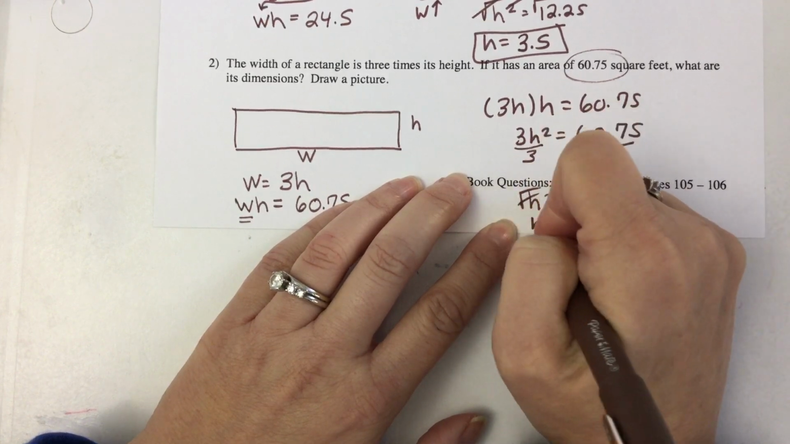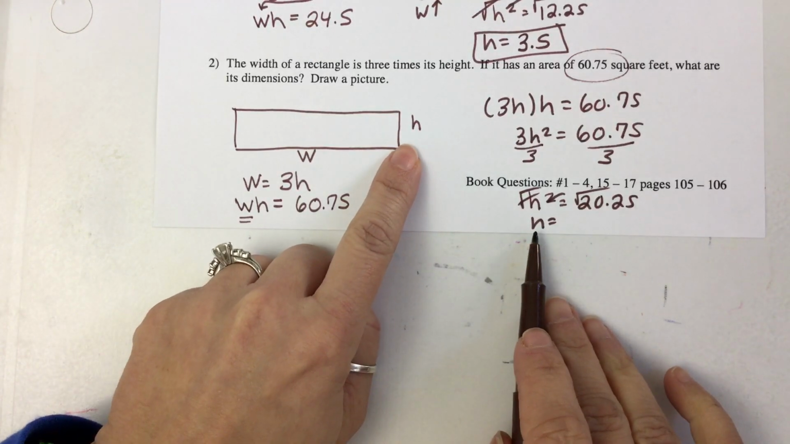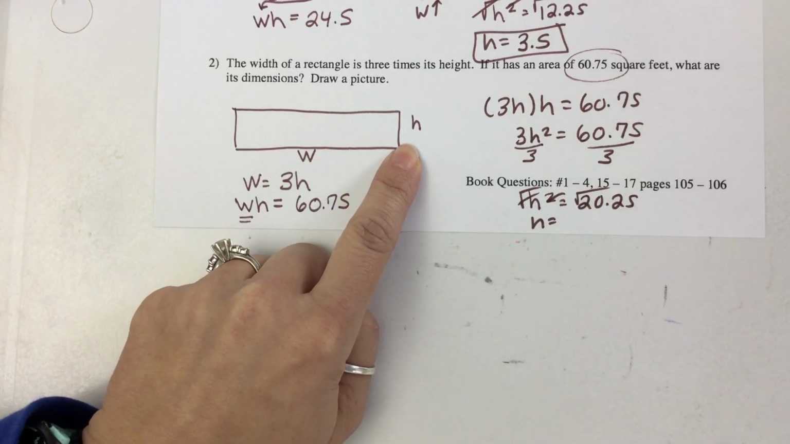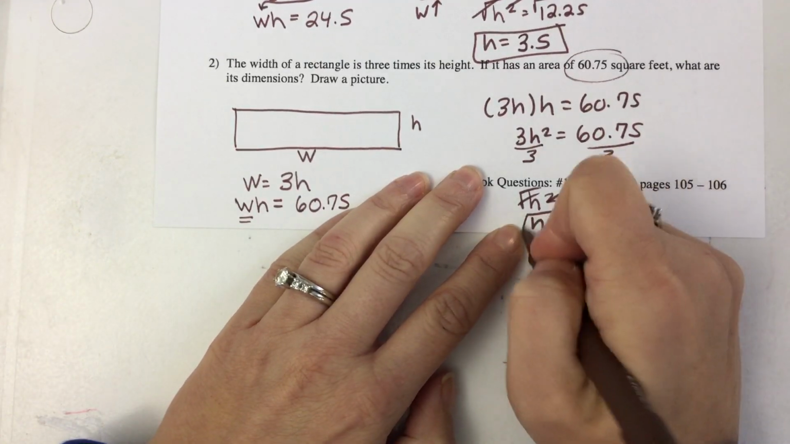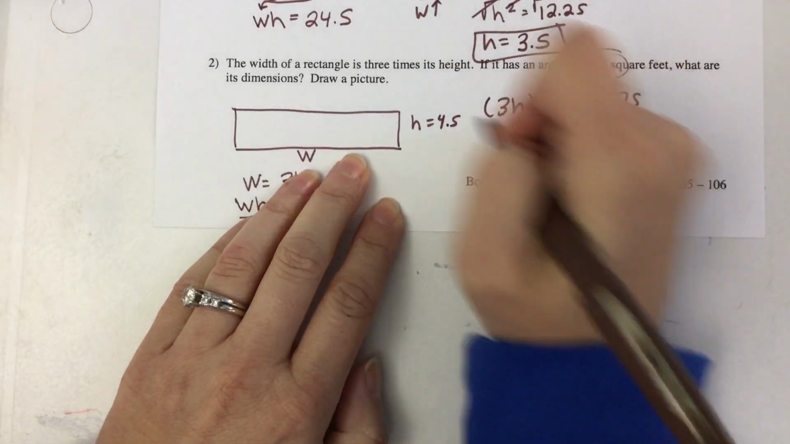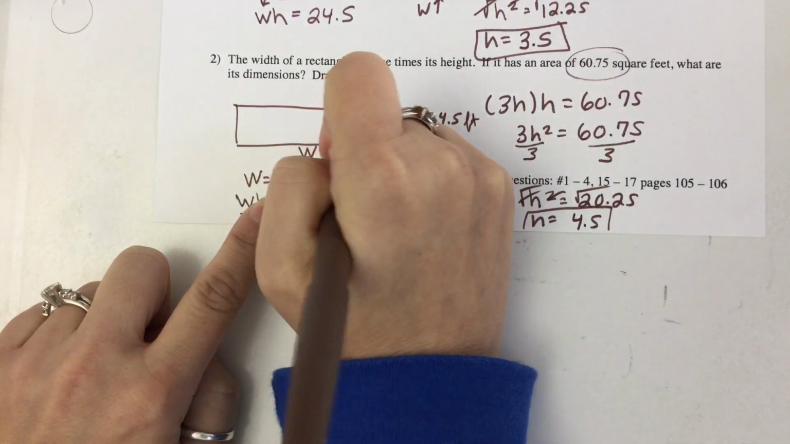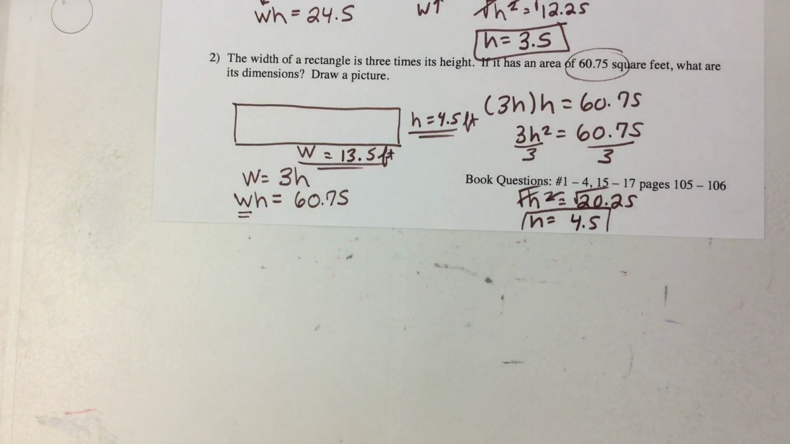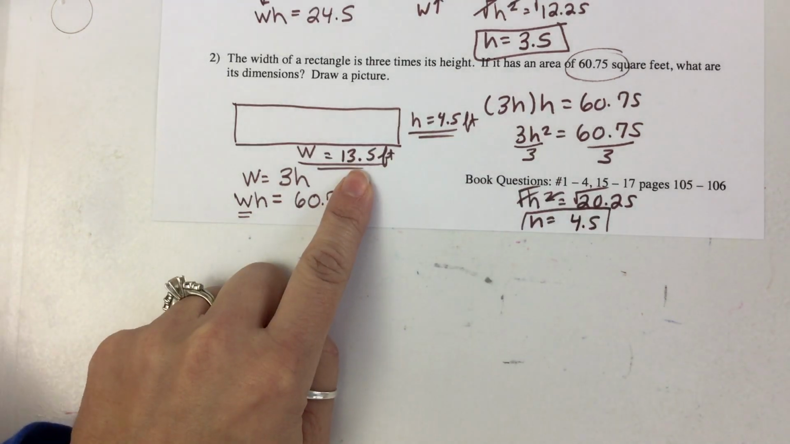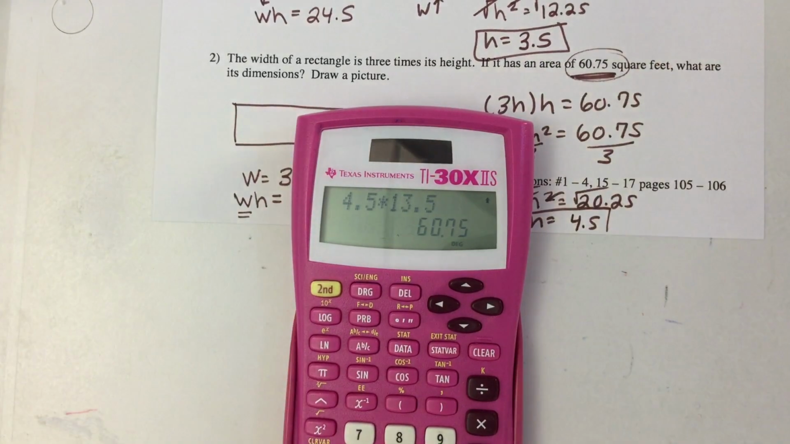Take the square root to cancel the square. Again, this time I'm only including the positive because we're looking for h, which is the height of a rectangle. It cannot be a negative value. If I take the square root of 20.25, the height is 4.5. So the height is 4.5 feet. The width is 3 times the height. If I take 4.5 times 3, I get 13.5 feet. So those are the dimensions. It's 13.5 feet wide by 4.5 feet high. To check your answer, if I multiply 4.5 times 13.5, the area would be 60.75.